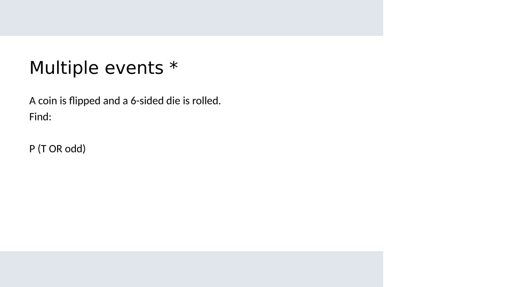So what we're going to do is flip a coin and roll a six-sided die. When we do that, we're going to have 2 times 6, so 12 outcomes. We can make a list of those. It's only 12, so it's not that many. If it was 48 outcomes, I wouldn't want to list them. But with 12, okay, we'll list them.